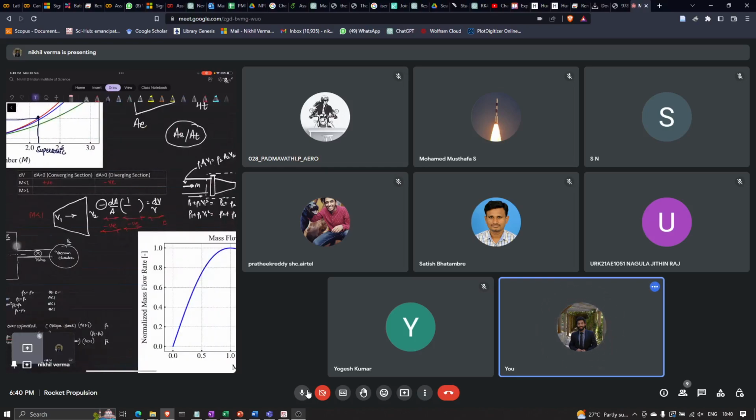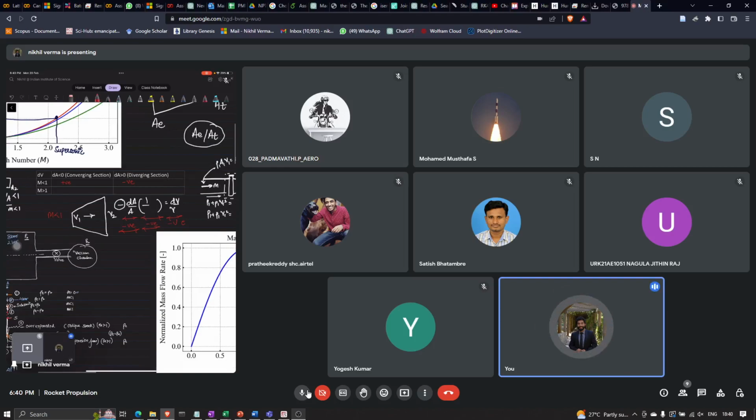Okay, sorry. So this will be negative. So for a converging section, if you have a supersonic flow, the flow will decelerate, right? Can somebody tell where these types of converging sections are used to decelerate the flow if we have a supersonic flow? We have a supersonic flow and we want to decrease the velocity.